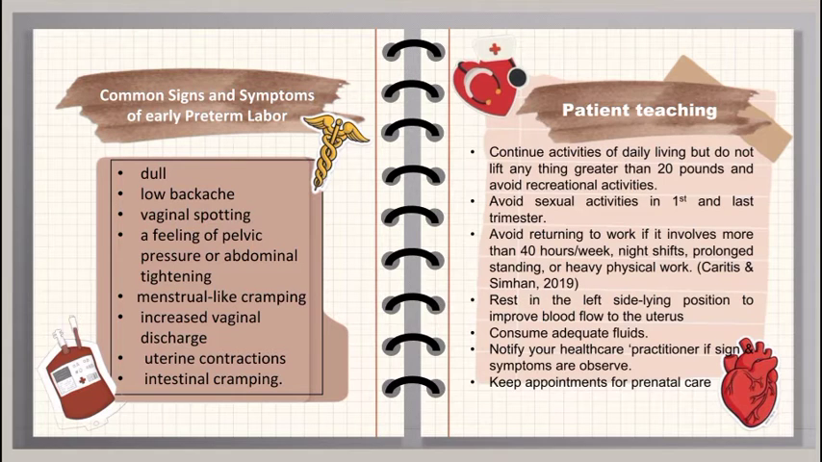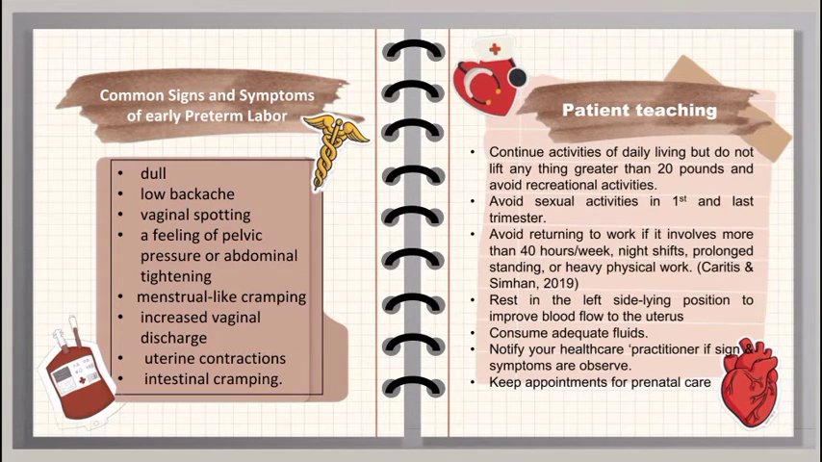So now let's discuss the patient teaching for early preterm labor. The first is to continue activities of daily living, but do not lift anything greater than 20 pounds and avoid recreational activities. So do not do any heavy physical activities such as jogging, running, tennis, and frequent trips up and down stairs. You may also have to limit heavy lifting, cleaning, and long trips because they can cause preterm labor.